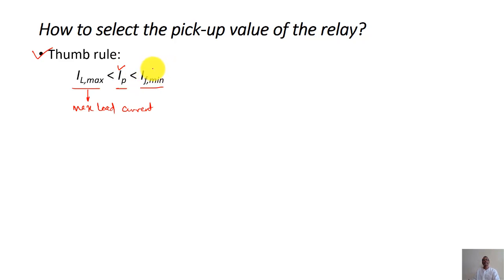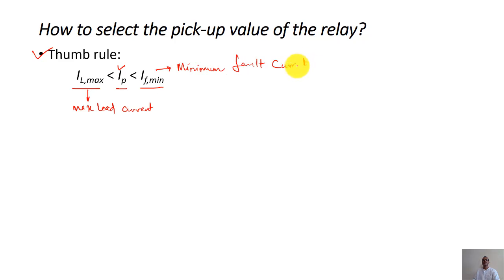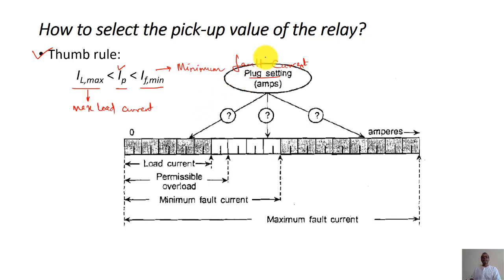And IF min is your minimum fault current. Okay, the minimum fault current and maximum fault current can be decided based on the fault analysis in the network, right? In fact, the maximum fault current flows in the network when there is a symmetrical three-phase fault, and the minimum fault current occurs when there is a single line to ground fault or single phase fault, right? Okay.